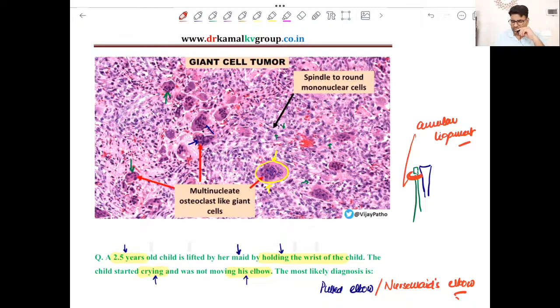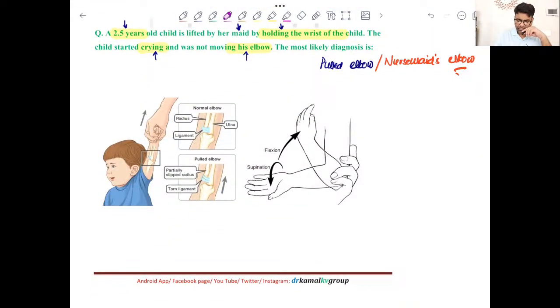Yes, Pragati, nursemaid's perfect. Now what happens when a child is lifted by the wrist? This head of radius can just slip out of this annular ligament, and then the condition is extremely painful. The patient will not allow anyone to touch his elbow, neither will he move his elbow. So this is nursemaid elbow or pulled elbow. If we look here, this is the annular ligament, right? And the head of radius just comes out of this annular ligament.